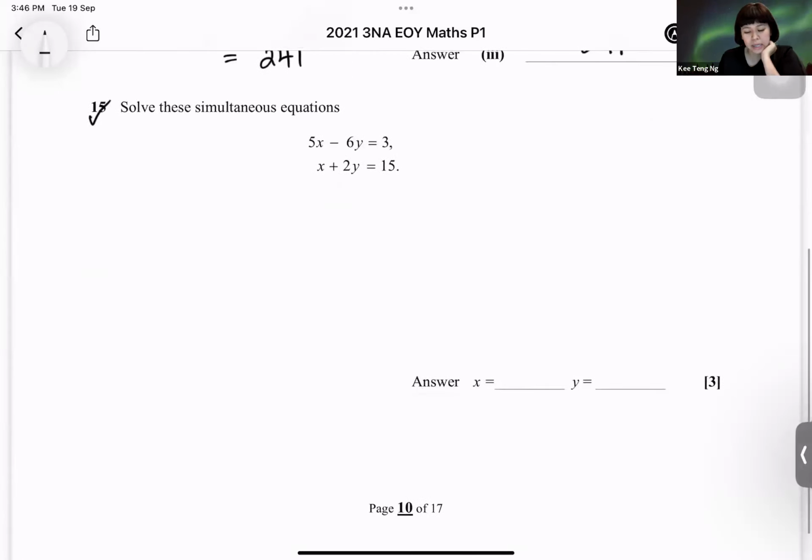Okay, let me go through one more page before I stop for a quick break. Right, last part of the question for this part of the video, we have a simultaneous equation. 5x minus 6y equals 3, x plus 2y equals 15. There are many different methods that students like to do. Some students like to do substitution, some students like to do elimination. So while I still have the time, I shall do one by one.